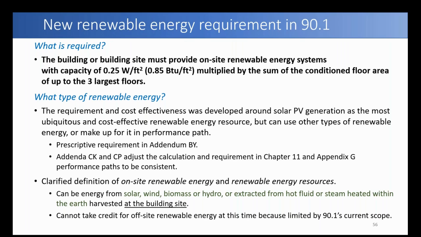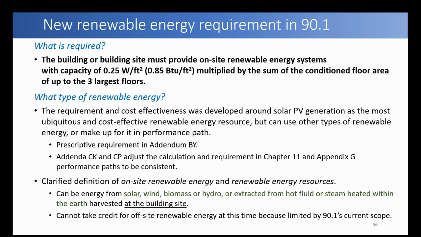But first, before we get into that, I want to start off with what type of renewable energy. Now, as you might guess from the units watts per square foot, the requirement and the cost effectiveness analysis that the committee went through was developed around solar PV generation, because that's the most ubiquitous and cost-effective renewable energy resource in use today. But it's not limited to that. You can use other types of renewable energy, or if you don't want to do that at all, you can make up for it in the performance path.